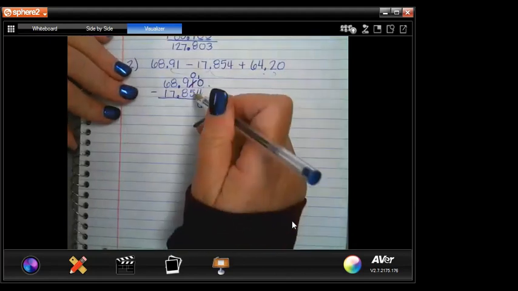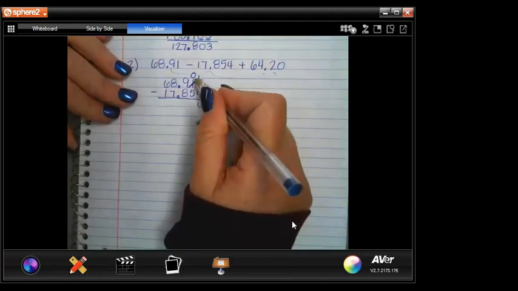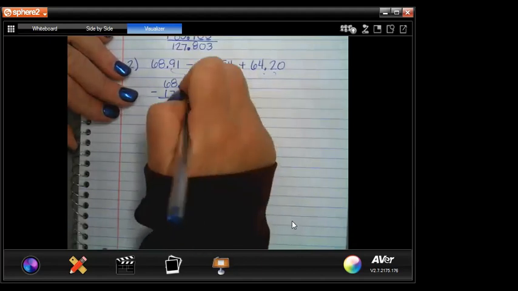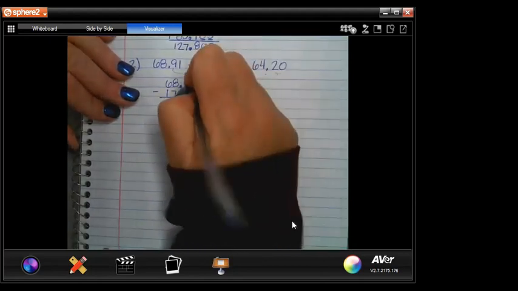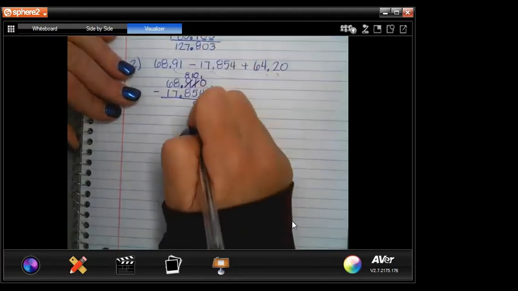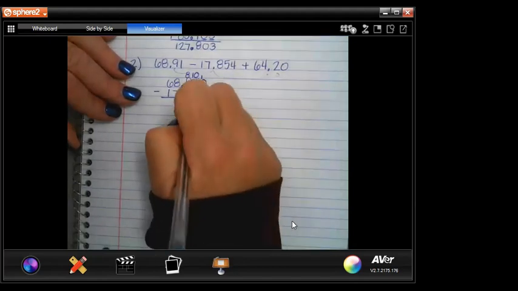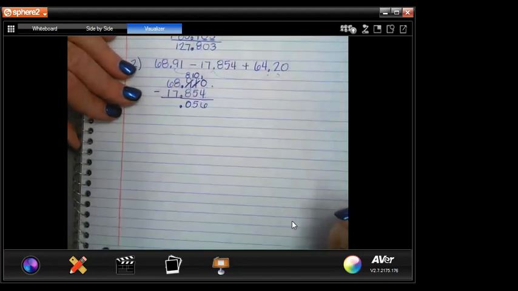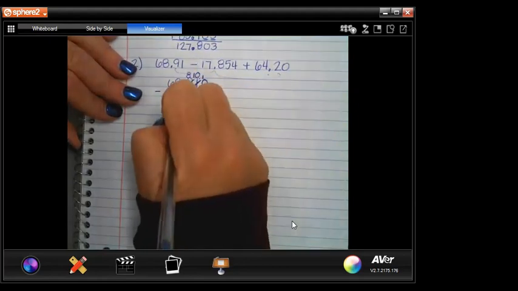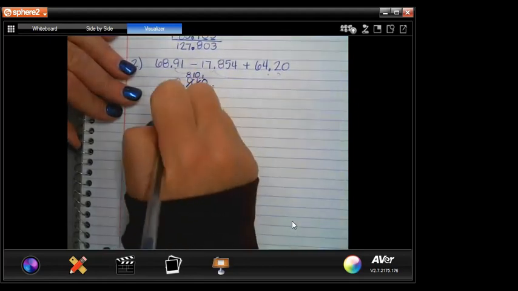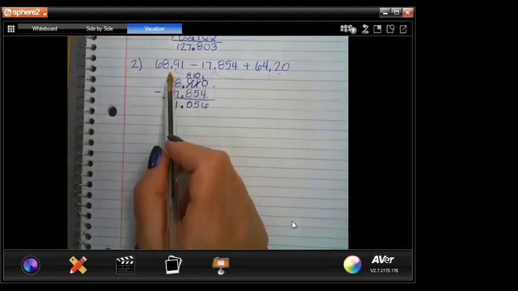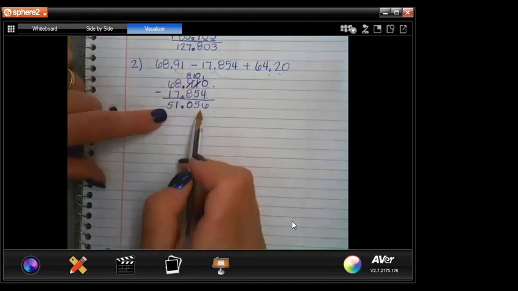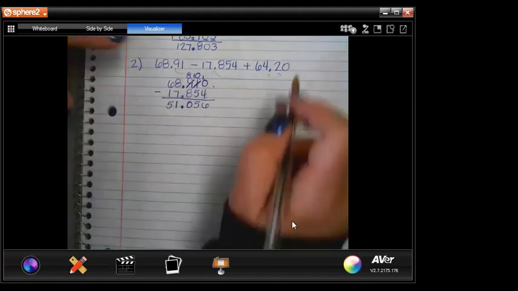All right, I can't take 5 from 0 because it gives me a negative. So I go to my tenths place and I borrow 1 from that, which makes this now an 8 and this now a 10. 10 minus 5 is 5. 8 minus 8 is 0. Here's my decimal point as a placeholder. 8 minus 7 is 1, and 6 minus 1 is 5. So this first part, when you subtract 68 and 91 hundredths minus 17 and 854 thousandths, comes out to be 51 and 56 thousandths. Now I'm going to add this last part.